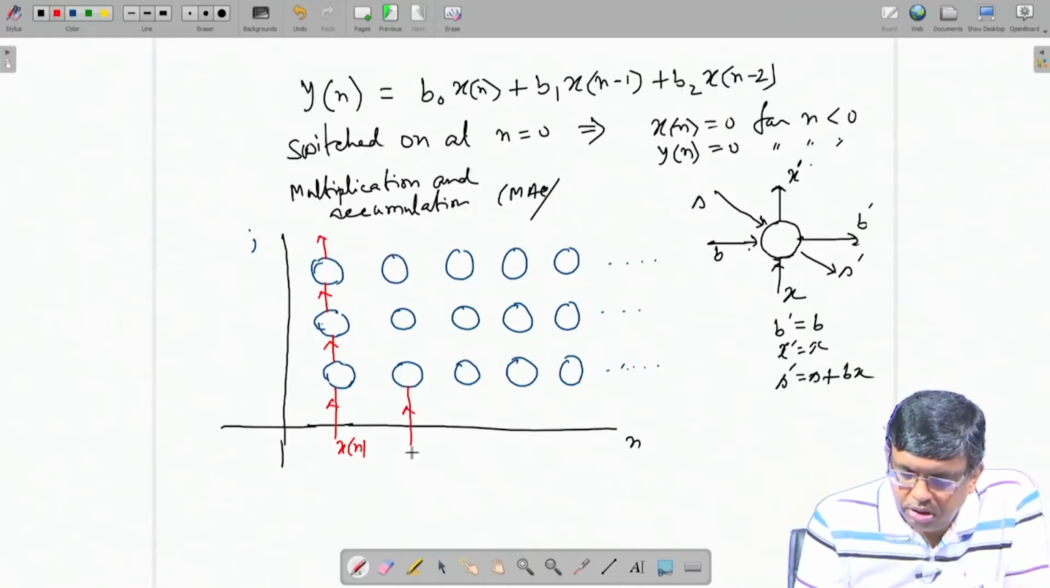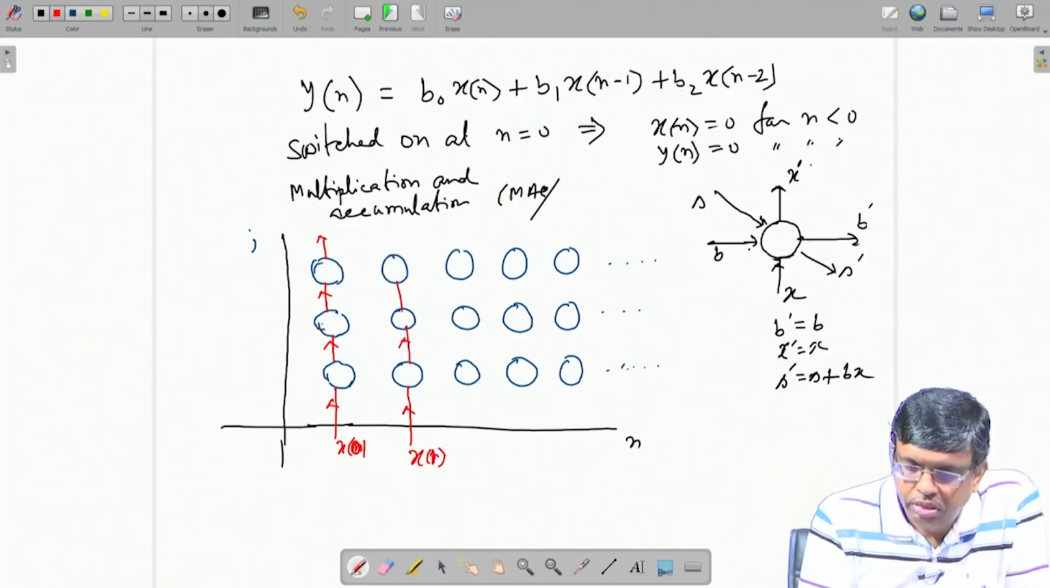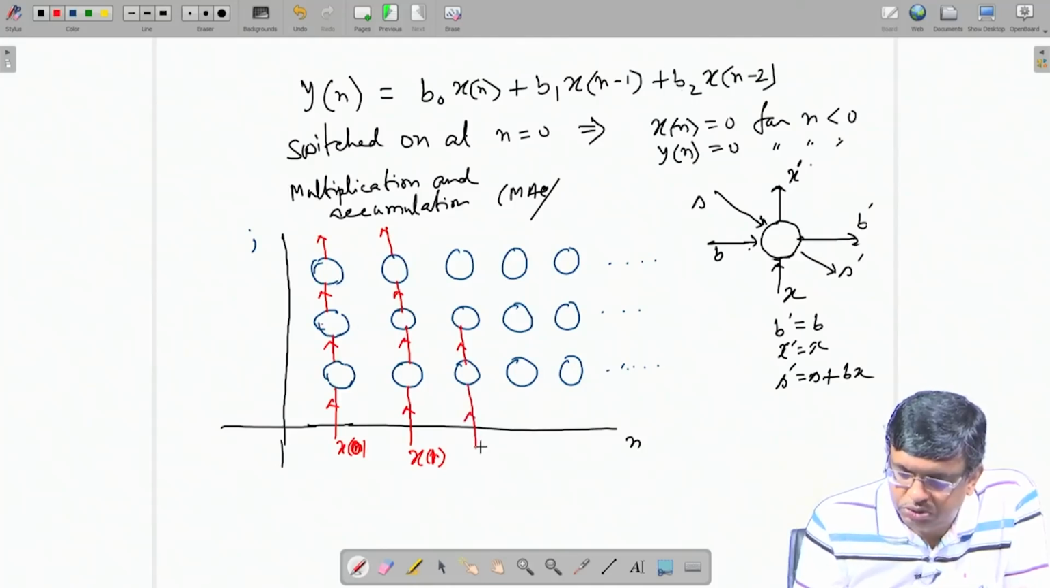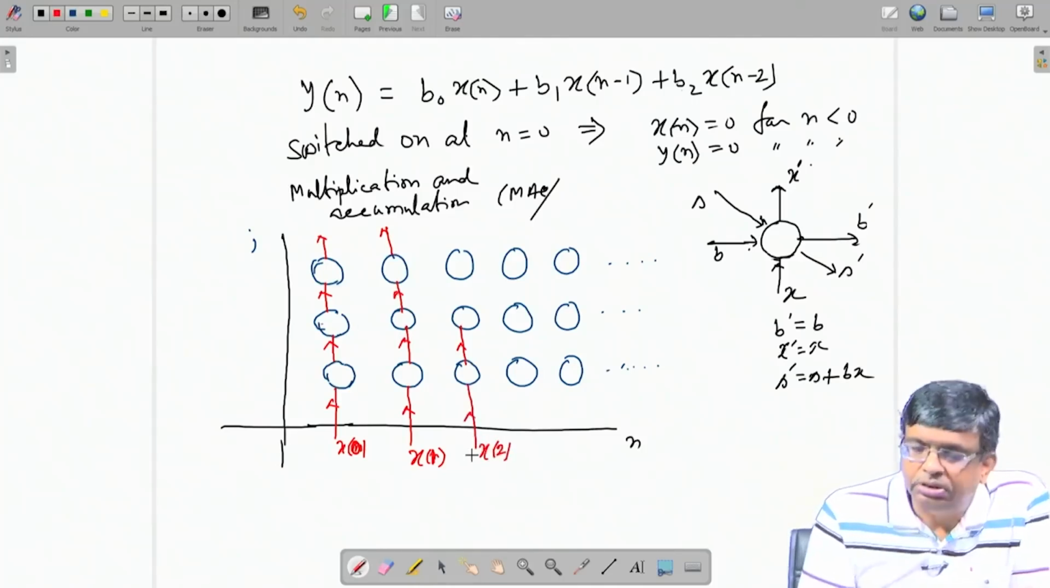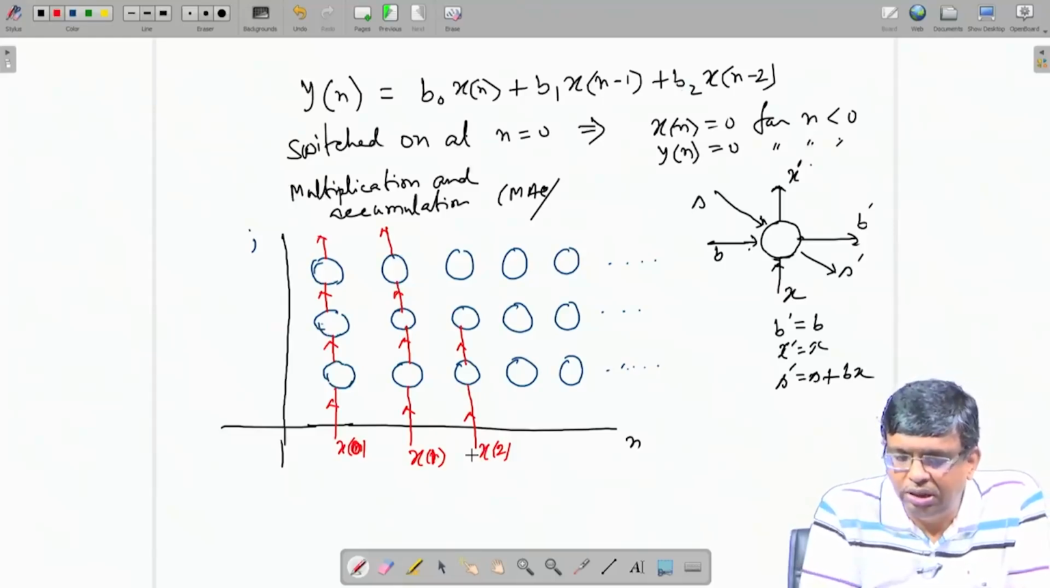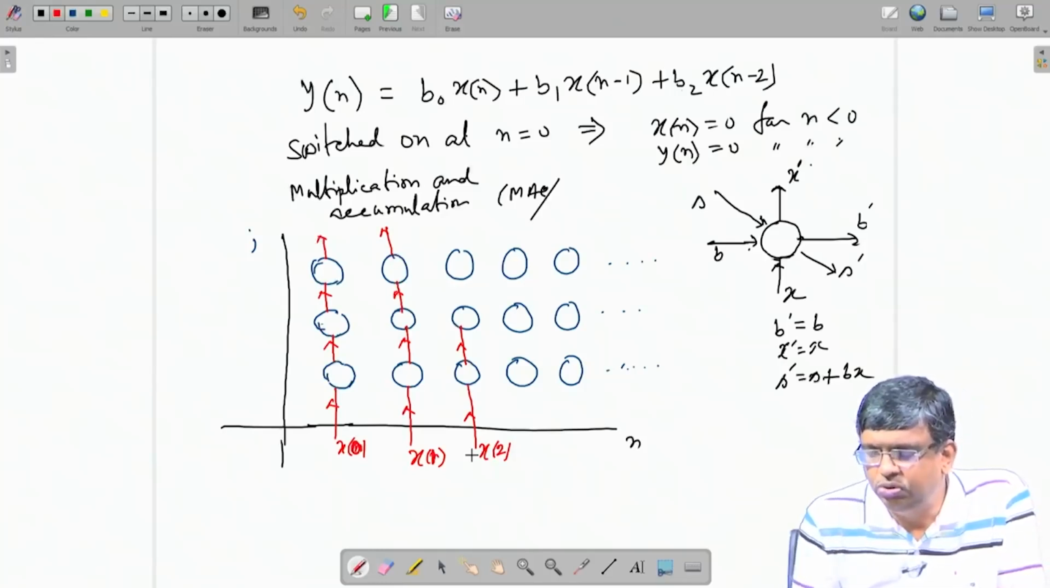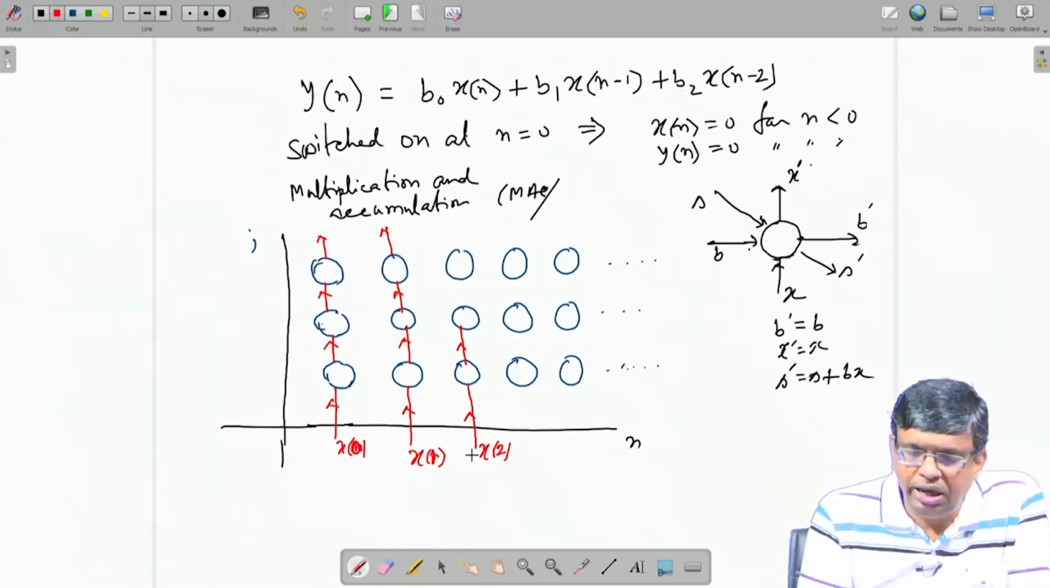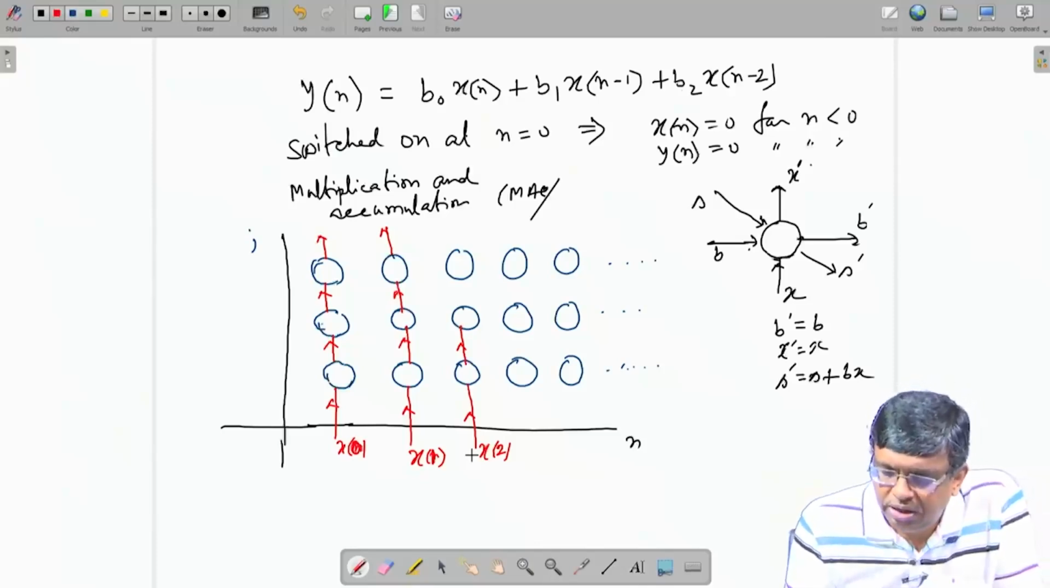Similarly, here I give x 0, here I give x 1, I give x 2, because as I told you, it is switched on at n equal to 0. So all data before x 0 are 0. That is why the left side is not there. There is no x minus 1, x minus 2, x minus 3. It is only x 0, x 1, x 2. That is why I am getting this on the right hand side. And j, we will very soon see what is the meaning of j. Let me complete this.